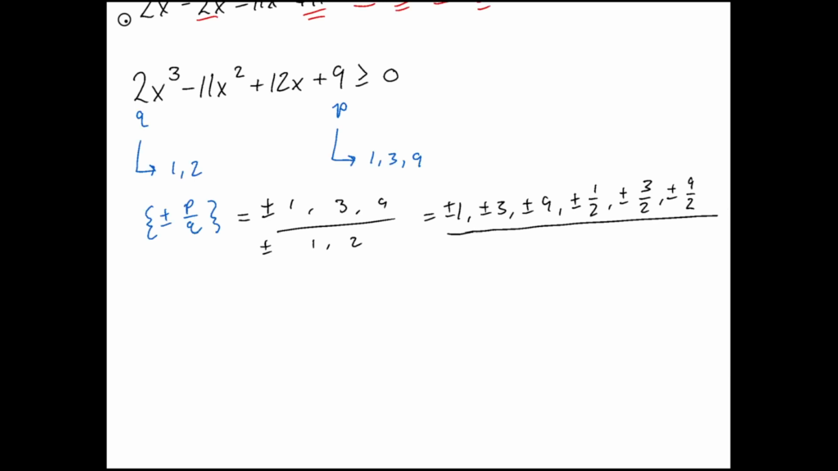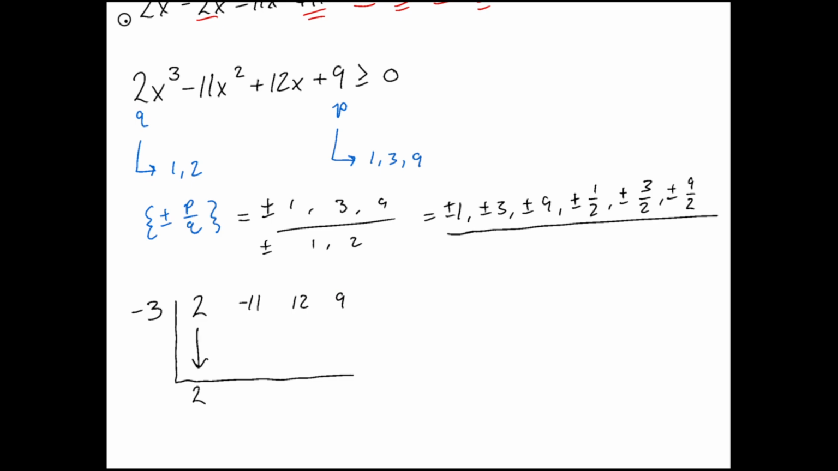I do know the answer, so I'm going to pick the ones that work just for the sake of time. So let's just say I am extremely lucky and I decide to guess negative 3. And so what I want to do is synthetically divide negative 3 by my original polynomial. So I have 2, negative 11, positive 12, and positive 9. And so let's do synthetic division.